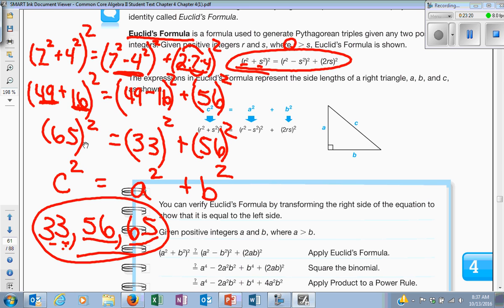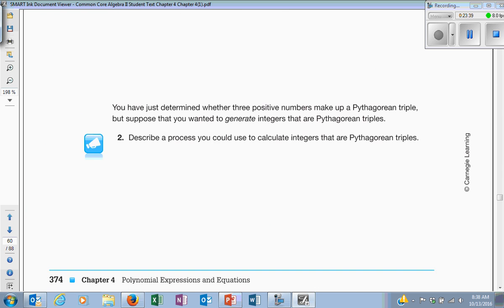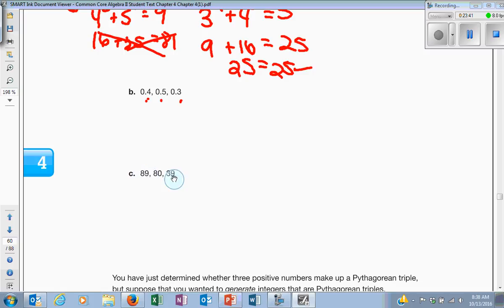You said the 33 is C. No. This is my C. Remember, they can give you the Pythagorean triple down here in any order that they want. What one is always going to be the C? The largest. I just happen to put it in order down here, but even when the book gives you the ones that you check up here, that's not in order, right? What one is your C? The 89. Does it matter which one's A or which one's B? Well, they're going to be on the same side.